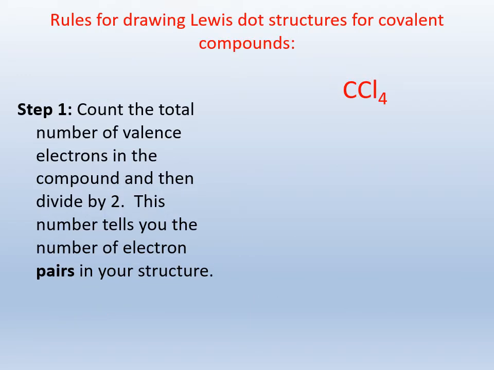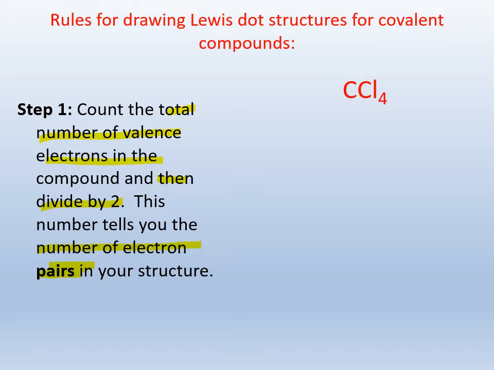Okay, so we're going to draw the Lewis structure for CCl4. And step 1, I want you to count the total number of valence electrons in the compound and then divide that by 2. That tells us the number of pairs in your structure. Electrons stay in pairs, so a lot of times it's easier to just count the pairs.